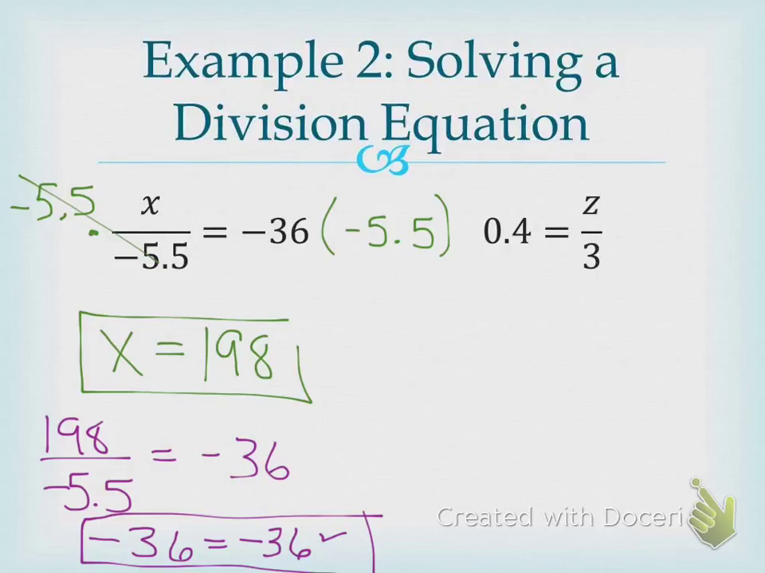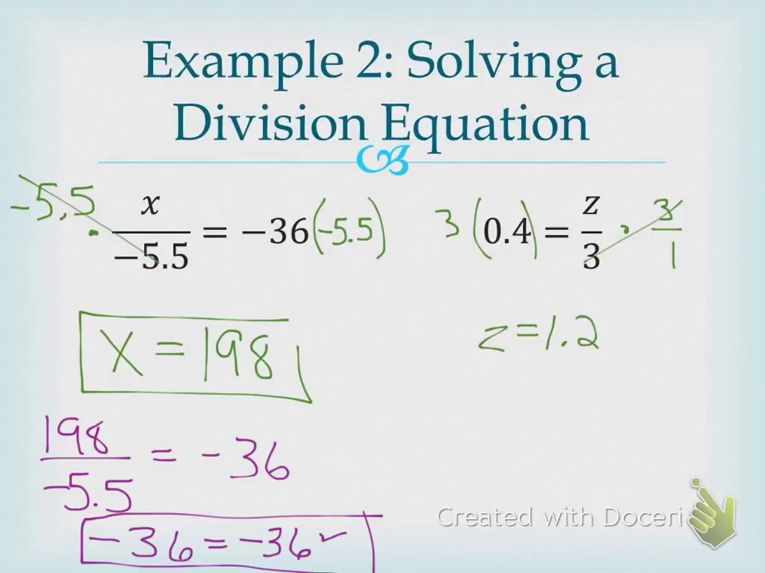All right, I want you to see if you can solve that second one. 0.4 equals z over 3. So what do you multiply both sides by? 3. Very good. Multiply both sides by 3. 1.2. So z equals 1.2. You guys are doing really well.